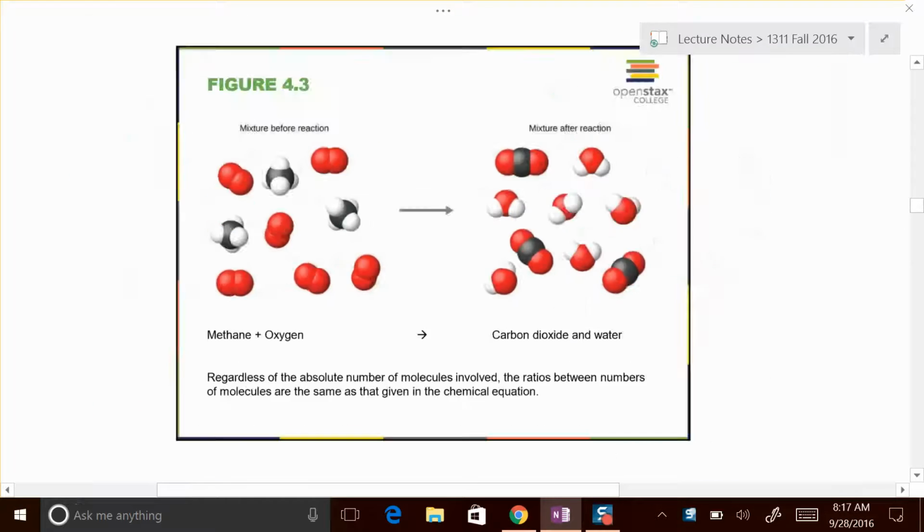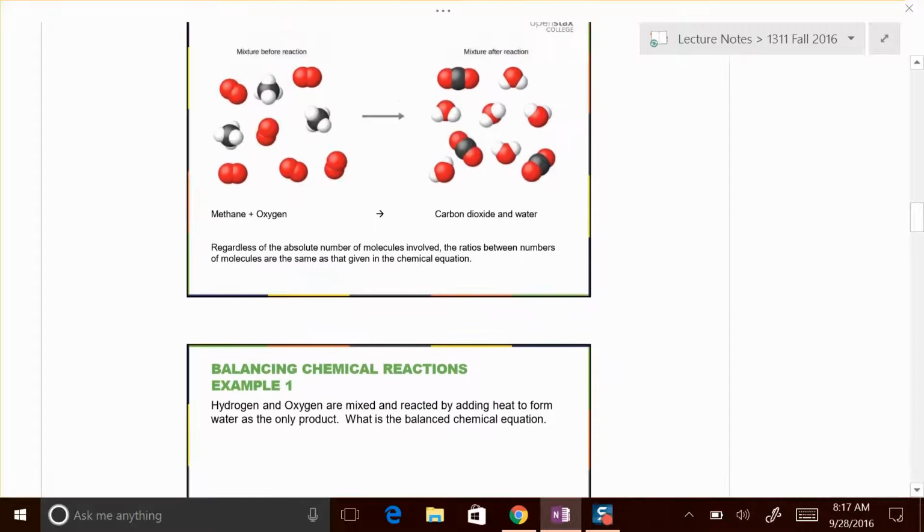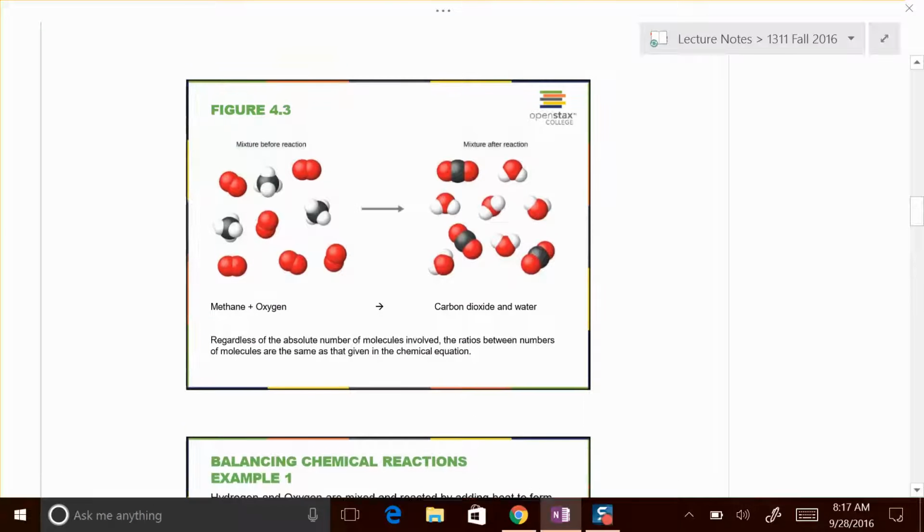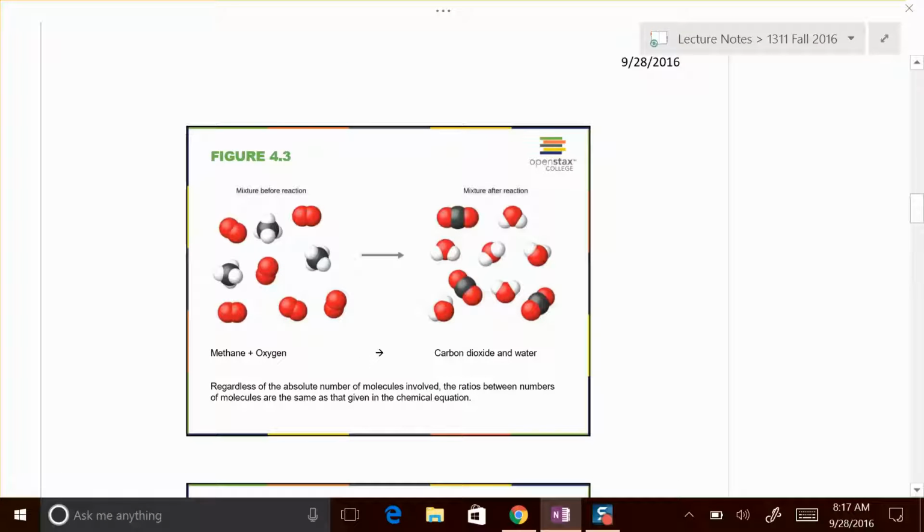Here we can see how you would see the chemical reaction occurring, right? So you have the methane molecules, and remember it was 1 methane for every 2 oxygens. So how many methanes do I have? I have 3 methane molecules. So how many oxygens should I have to react with that? 1, 2, 3, 4, 5, 6. Because the chemical reaction is the ratio of what's happening.